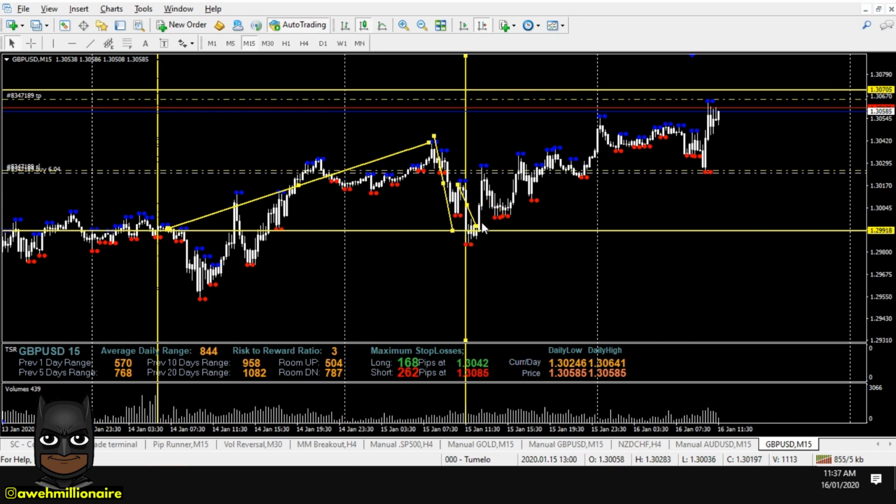This demand level was identified way before the news, so already we know where the smart money is at. When you're a smart trader, you need to look at where the smart money is at. You need to look at the clues that the banks leave for the smart traders, not the dumb traders. Price tested the demand level, reversed off it, and bounced off the demand level, so that already was an indicator to buy.